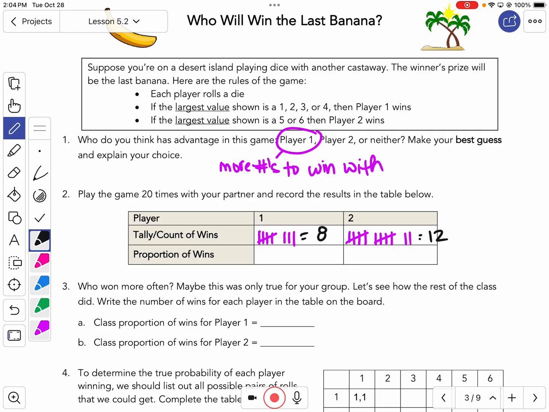All right, so here's what we're going to do. The next thing it says is to find the proportion of wins. When I did it, my player 1 did not win more. That's what we anticipated, right? My player 2 won more. We did it 20 total times, so my proportion would be 8 out of 20 and then 12 out of 20. Take whatever number you have in each column and divide it by 20, and let's get the decimal.